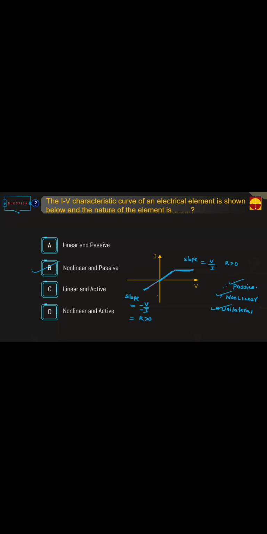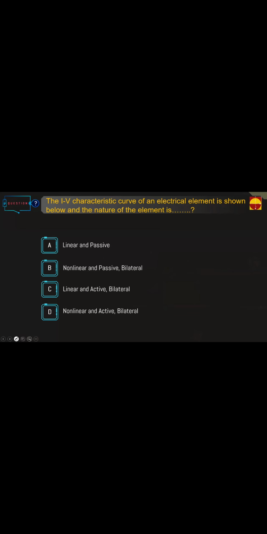Even here I is given, V is given. Here this is minus I, this is minus V. The slope means V by I, you have to calculate. Yes, this is the characteristics. Characteristics are missing here, so I'm drawing. These are the given characteristics. You have to identify the type of element.